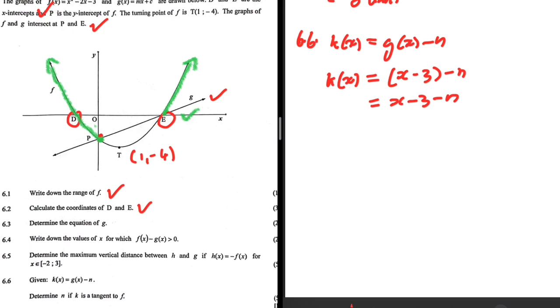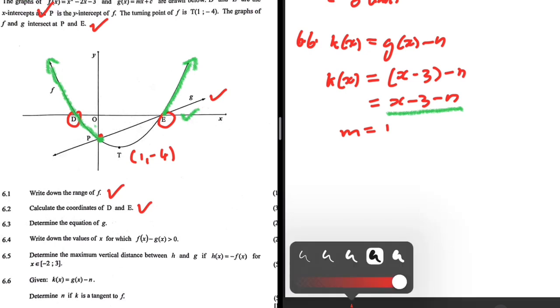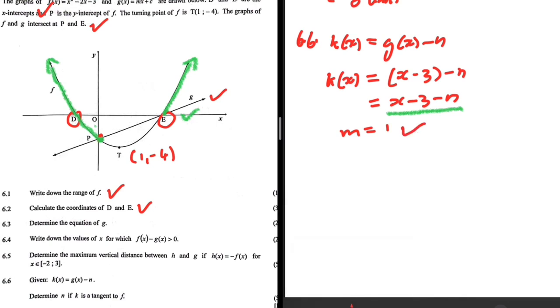Right. So the gradient here, take a look at this. The gradient of k of x is equal to 1. So the gradient here is equal to 1. So what we can do, we can differentiate f of x and equate the gradient to 1, and then find the x value where f prime of x, the gradient, is 1. With that x value, we can then substitute it into f of x to find a point that lies on k of x. Let me show you what I'm proposing.